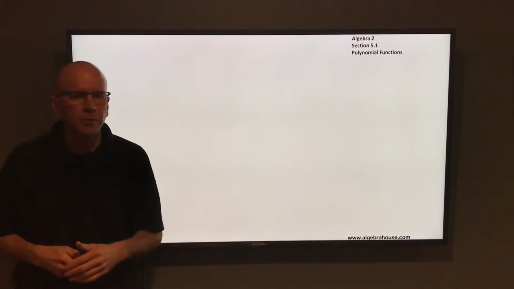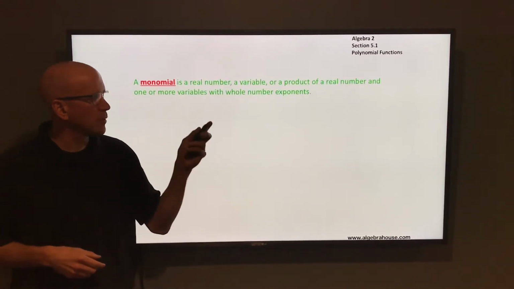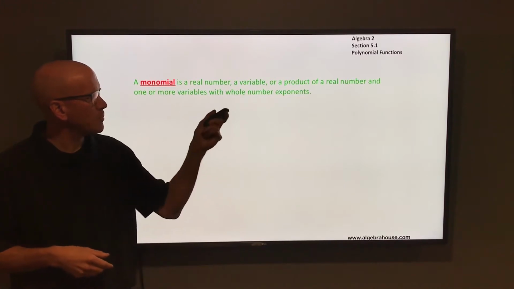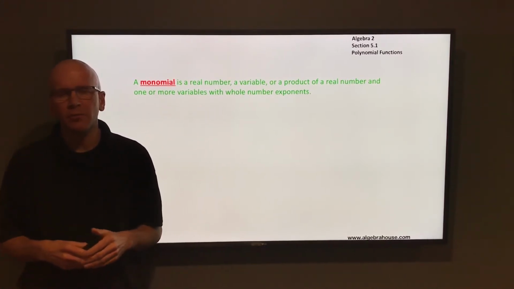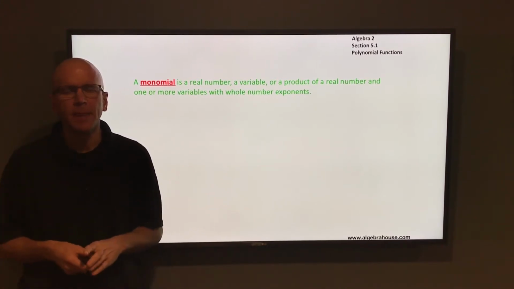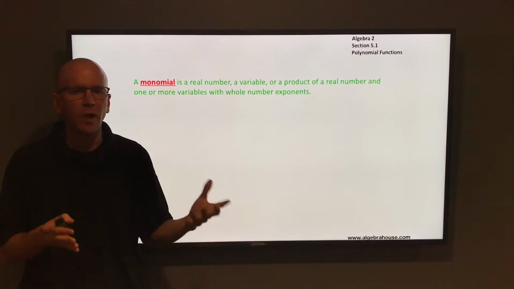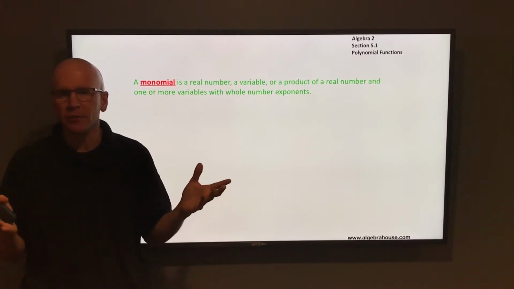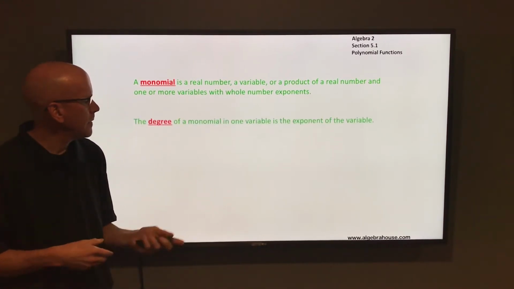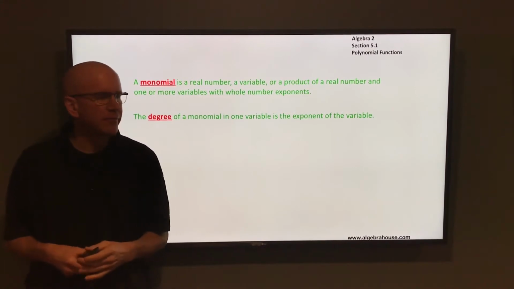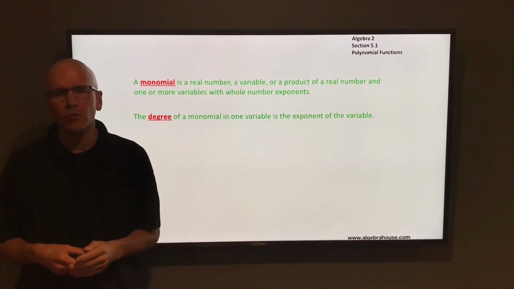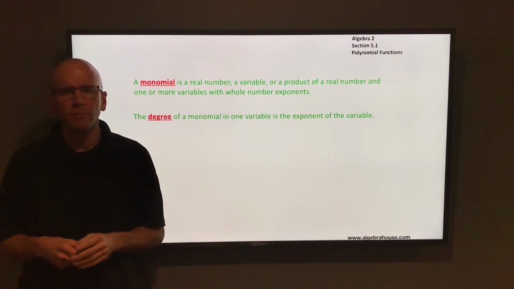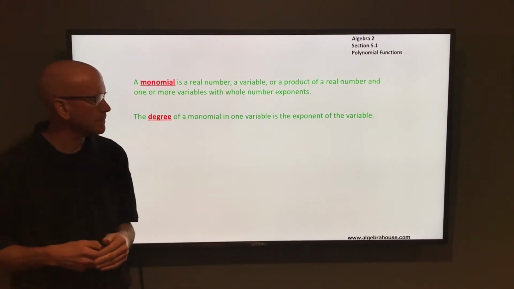We're going to talk about polynomial functions. A monomial is a real number, a variable, or a product of a real number and one or more variables with whole number exponents. So for example, 3x to the fourth power, that is a monomial, that's one term. Also 3x to the fourth, y to the third, that would also be a monomial, it's still one term. The degree of a monomial in one variable is the exponent of the variable. So that 3x to the fourth power, the degree of that monomial would be 4 because the exponent is 4.